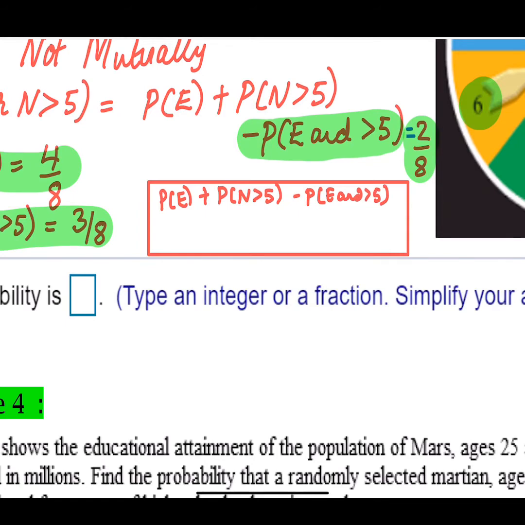So probability of an even number was 4 over 8. So 4 over 8 plus probability of a number greater than 5, 3 over 8, minus 2 over 8 from right here, right? So when I do all this, I get 4 plus 3 is 7. 7 minus 2 is 5 over 8, your final answer. Okay, so you have to go ahead and find each one of them and subtract.